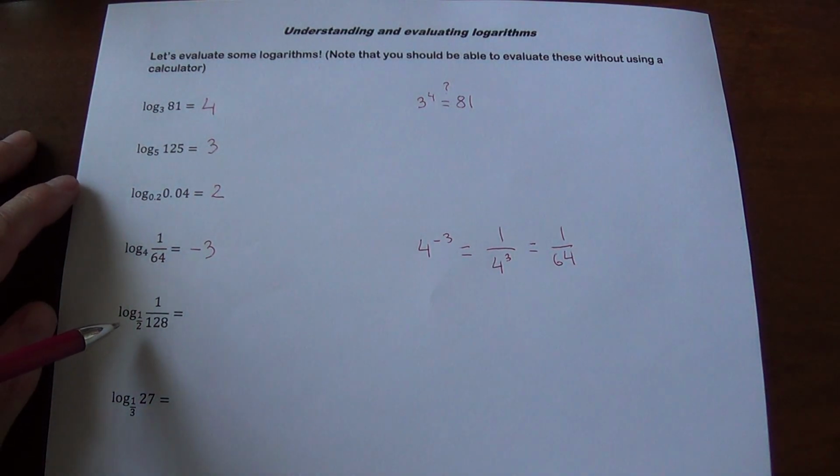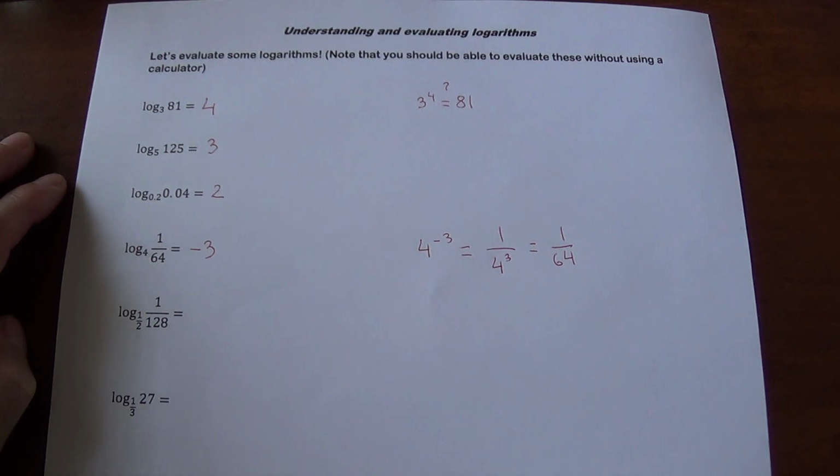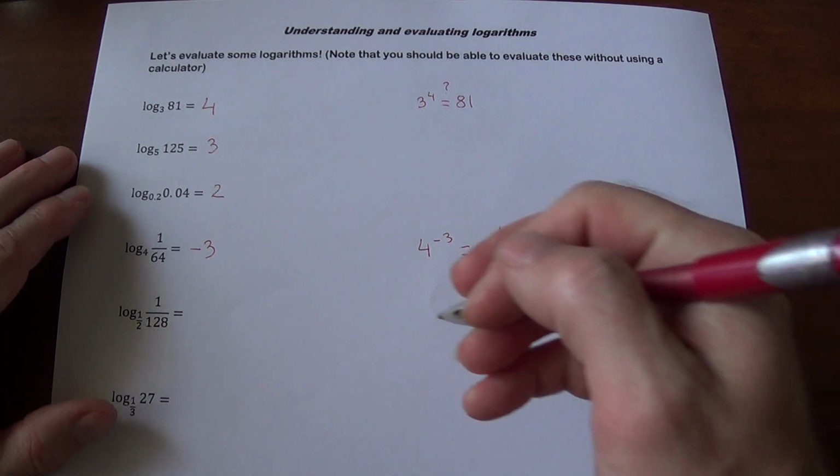This seems a little scary maybe at first, but it's actually not that bad, because you're doing 1/2 to some power that's going to end up giving you 1 over 128. So 1/2, if you look at that not as 1/2 but just as 2, then 2 squared is 4, 2 to the third is 8, 2 to the fourth is 16, 2 to the 5th is 32, 2 to the 6th is 64, 2 to the 7th is 128. We have 1/2 and 1 over 128.